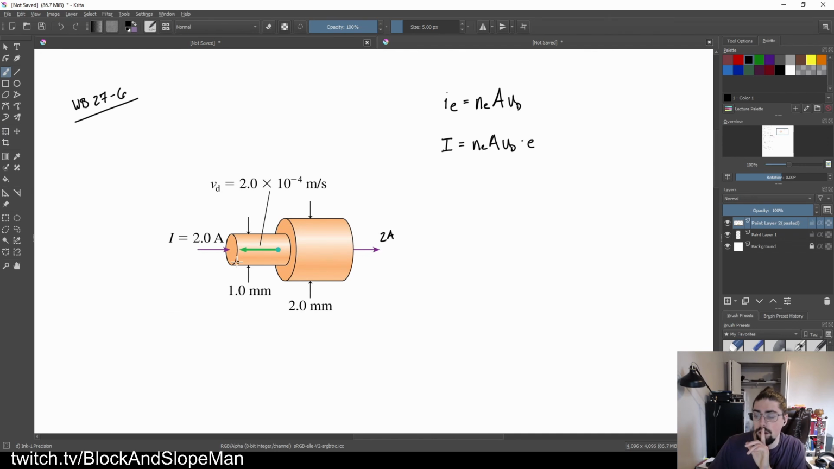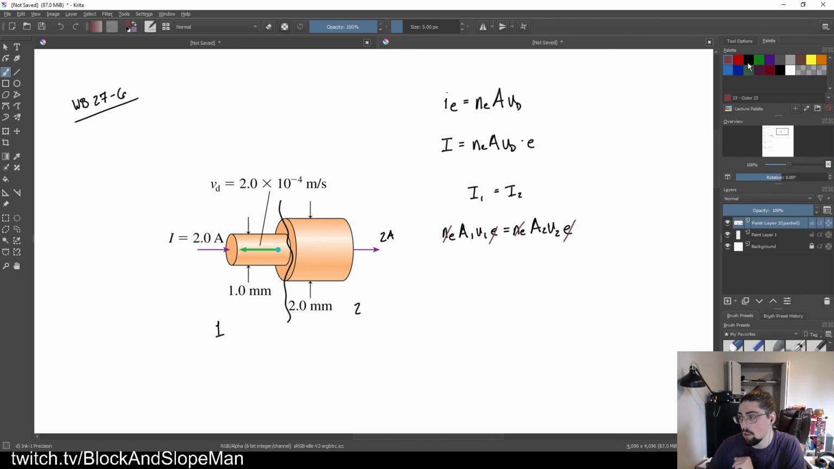Let me say that the current going through one must equal the current going through the other. So I'm going to call everything on this side labeled as 1, everything on the other side labeled as 2. I1 is equal to I2. n_e, because it's the same material in both cases here, is going to be the same. I'm going to rename the area to A1, I'm going to rename that drift velocity to v1, and the electron charge. Same material, same electron density, new area, new drift velocity, same electron charge. Cancels out, cancels out, cancels out, cancels out. I'm left with A1v1 is equal to A2v2.